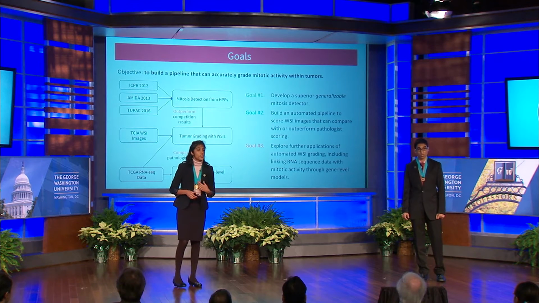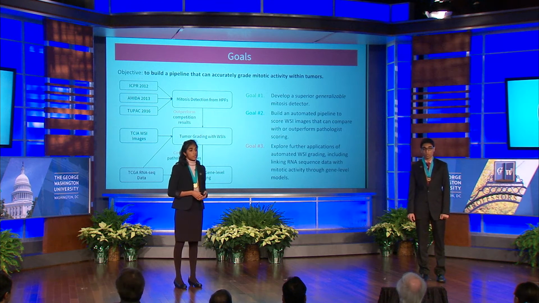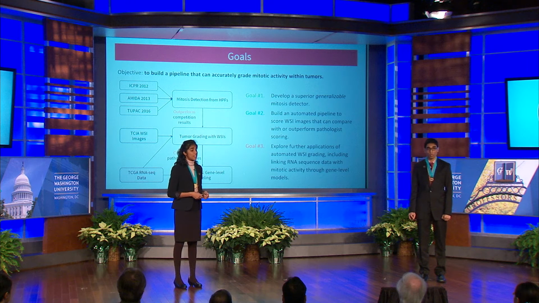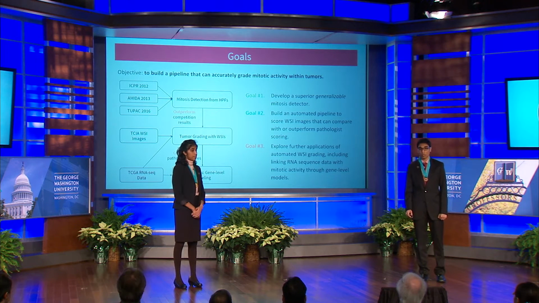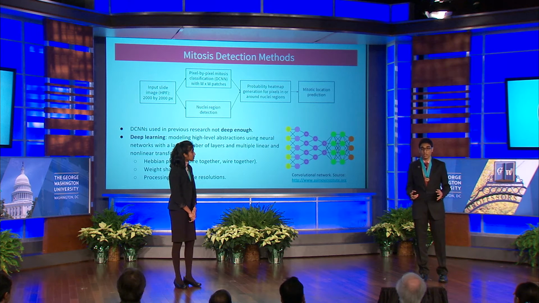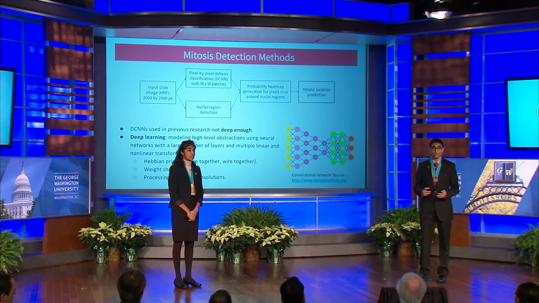In this project, first we aimed to develop a generalizable mitosis detector that outperforms previous results, and then use that detector to build an automated pipeline to score whole slide images. And finally, we explored an application of gene-level modeling. First, we built a mitosis detector that acts on these 2000 by 2000 HPF, or high-power field, images. We trained a pixel-by-pixel model that attempts to determine for each pixel whether or not it's inside a mitotic region, given a window of context.